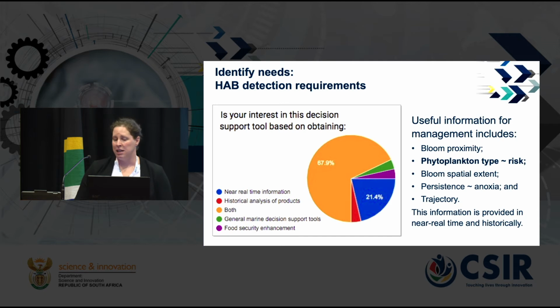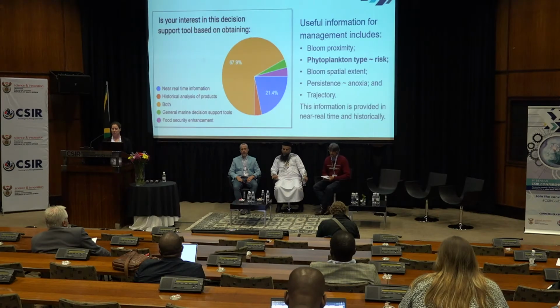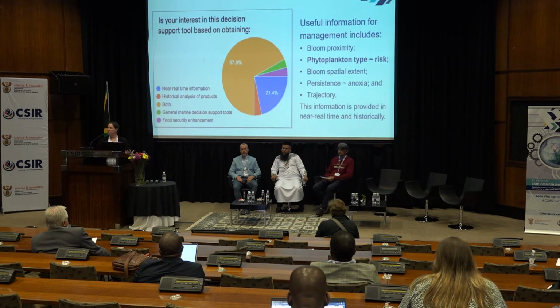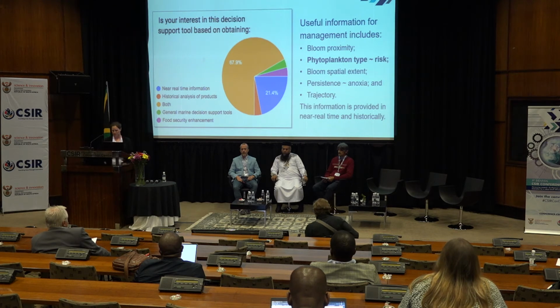The type of information is also needed both in near real time and at an historical time scale. And this is generally used to figure out the bloom's proximity, the spatial extent, its persistence in terms of whether it might cause an anoxic event, and also the inherent risk due to the phytoplankton type.